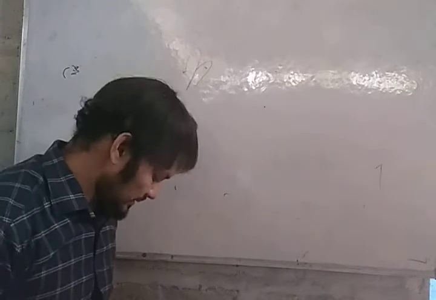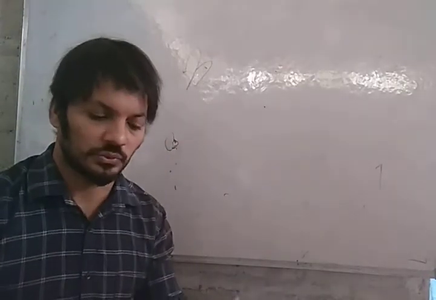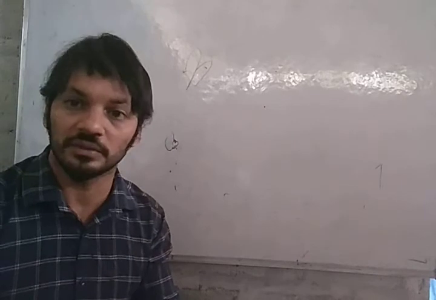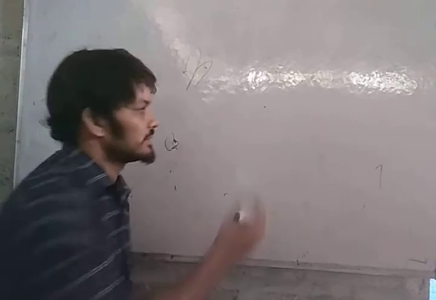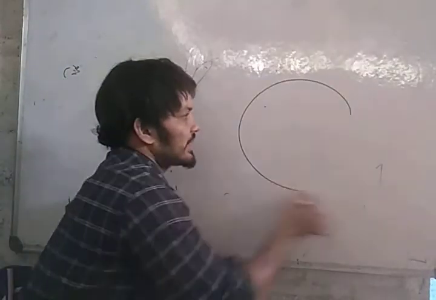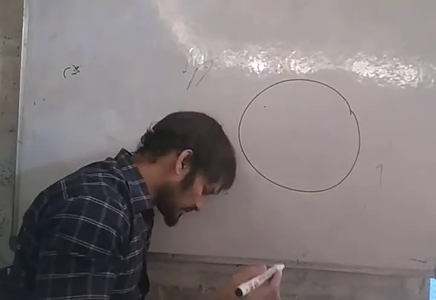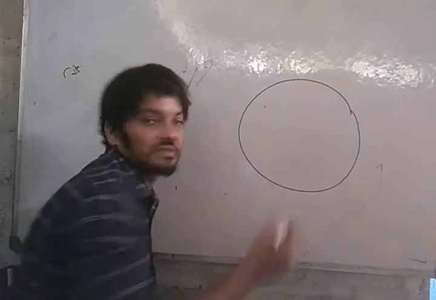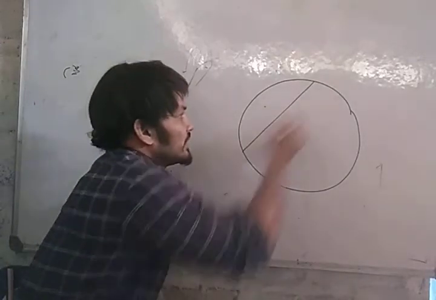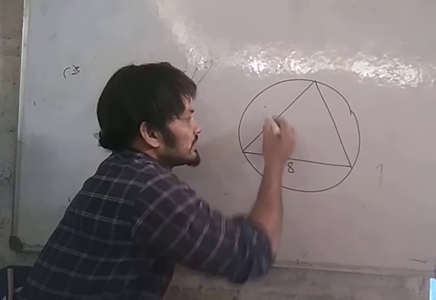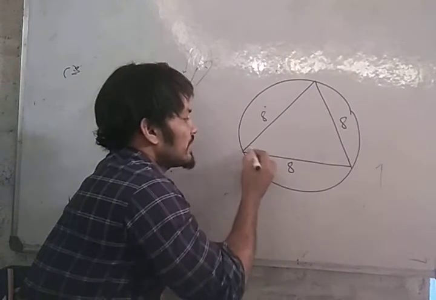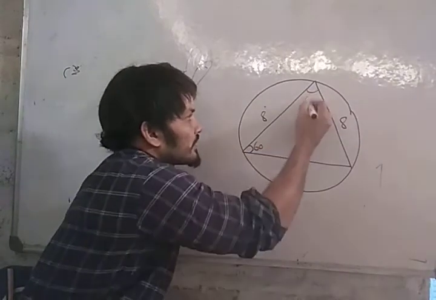Same page, page number 114, question number 2. That you can solve, but I give you a little idea. Question number 2: what is the circumradius of an equilateral triangle of side 8 centimeter? Circumradius means like this. Equilateral triangle means all sides are equal. Here 8, here 8, here 8. Angle also 60 degree.